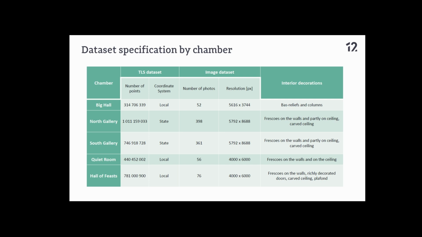For example, for the Bicol, we can see 52 photos, but most of them were photos of the ceiling, and there were only about 8 photos of the walls, with a coverage of about 10%. So it was very hard to generate a 3D mesh from such data.